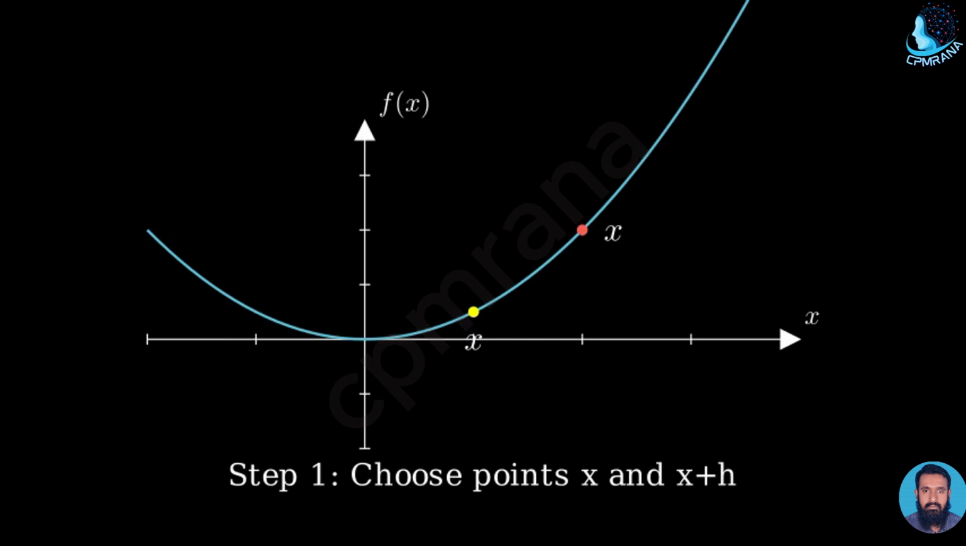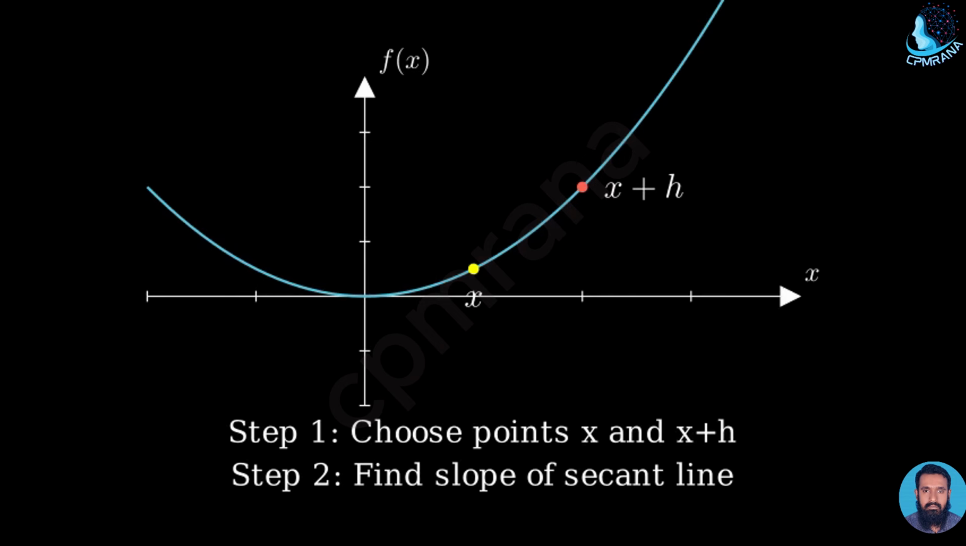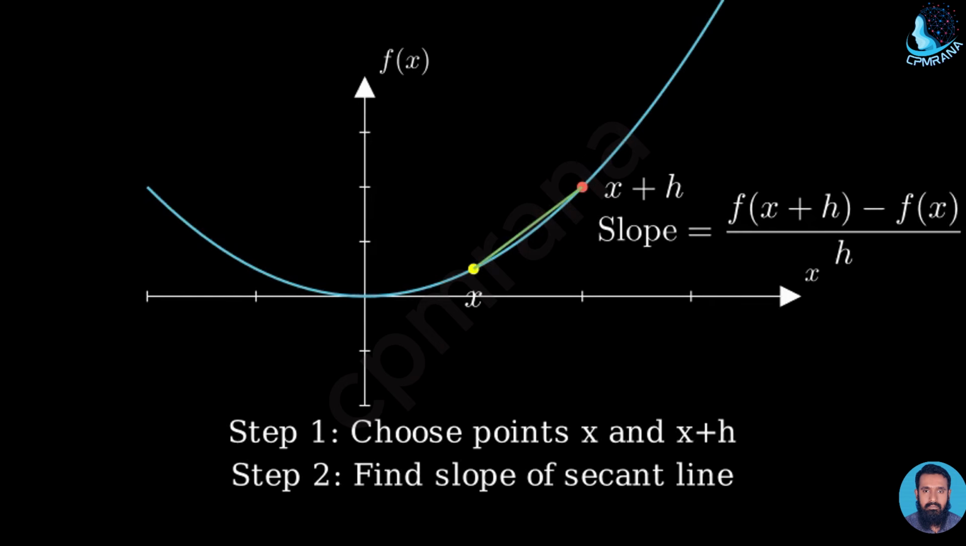Step 2. We find the change in y divided by the change in x between these points. This gives us the slope of the secant line. Step 3. We then let h approach 0. This means we're letting our second point get closer and closer to our first point. As h approaches 0, our secant line becomes the tangent line. Exactly what we wanted. Let's summarize the steps.